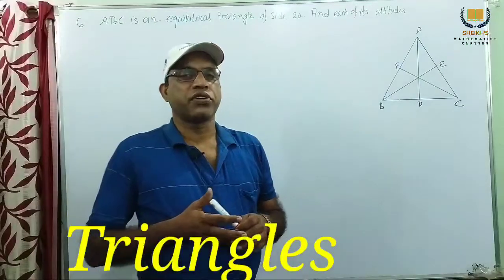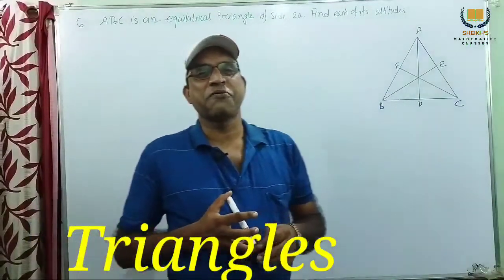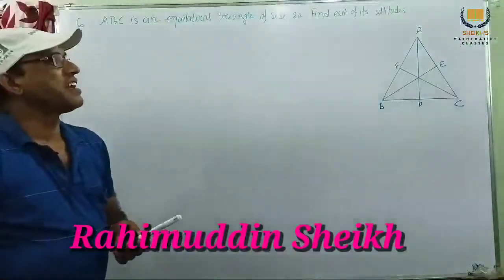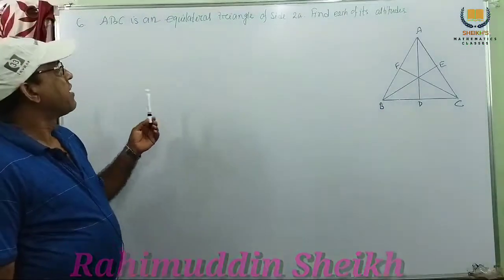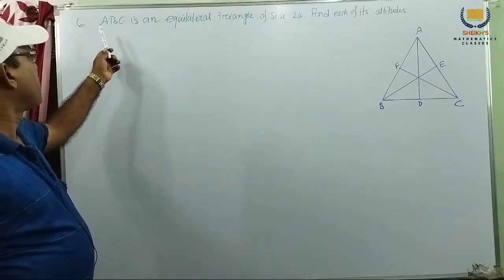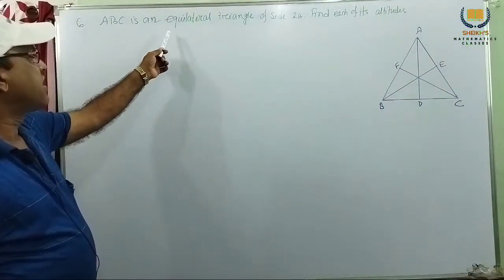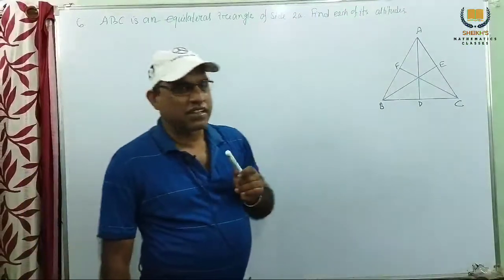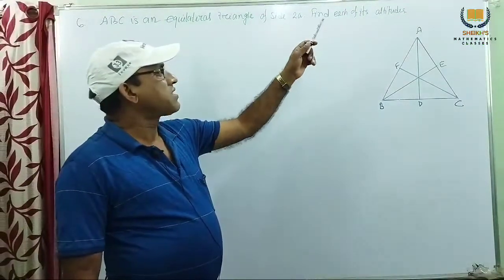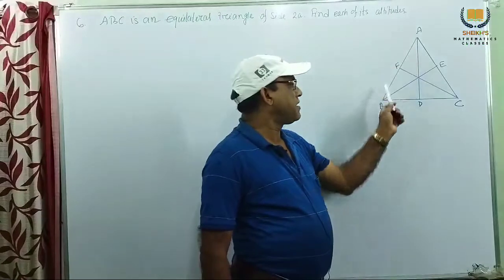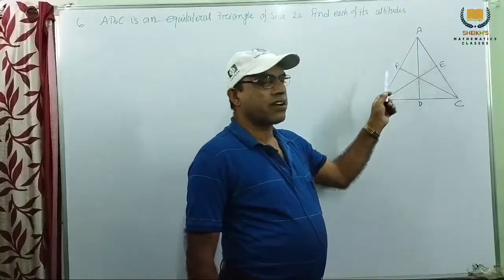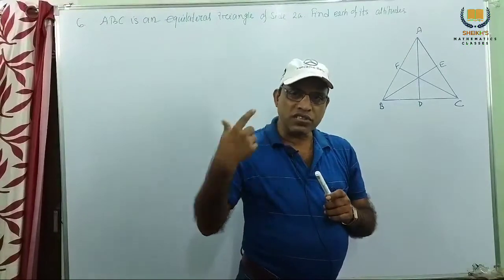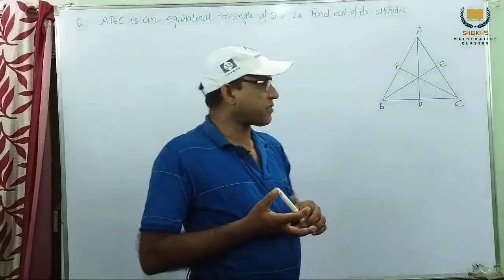Dear students, today consider exercise 6.5 problem number 6, Triangles, NCERT book, class 10. The 6th problem is given: ABC is an equilateral triangle of side 2a. Find its altitude. Suppose ABC is the equilateral triangle. Equilateral triangle means all sides are equal and all angles are equal.